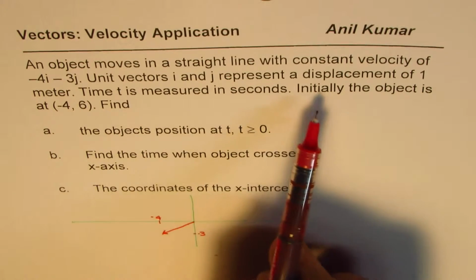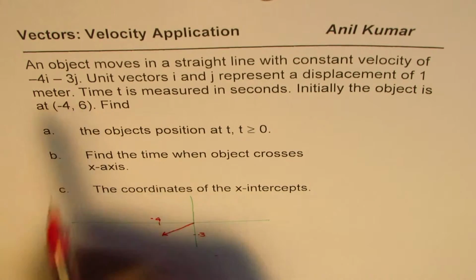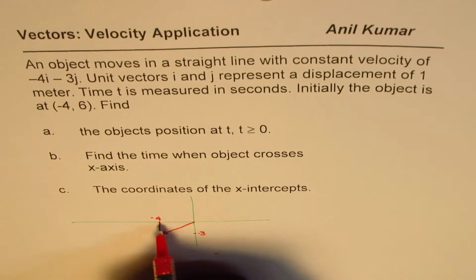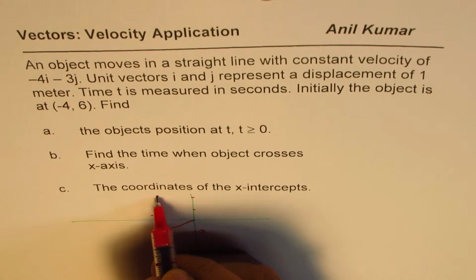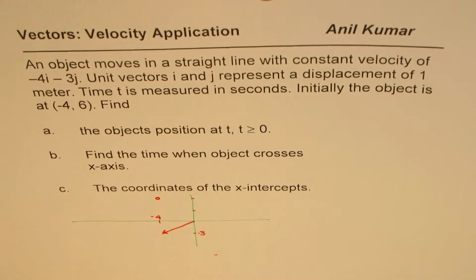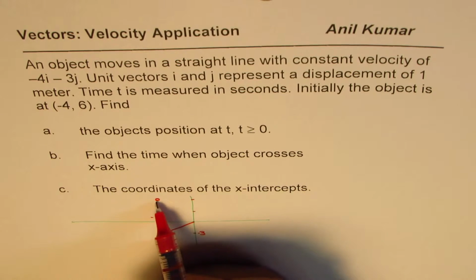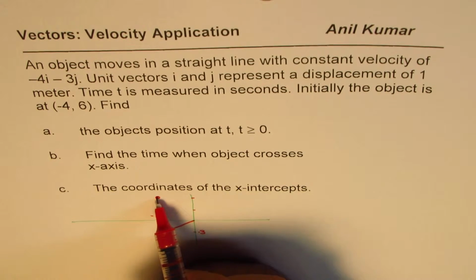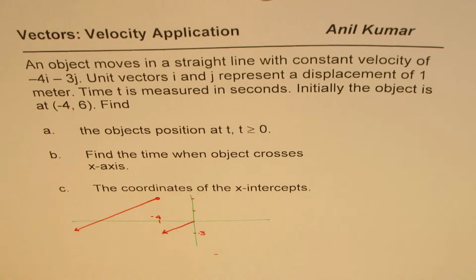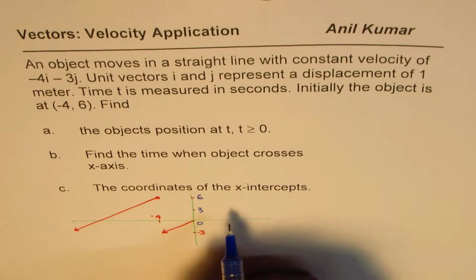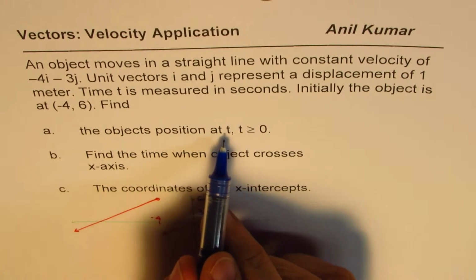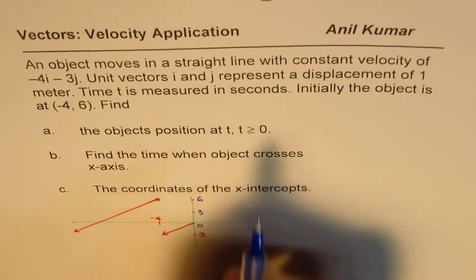But it says initially the object is at minus 4, 6. So initially the object is at minus 4 and 6. If this is 3, so that is 3, 6, right? So the object starts from here, and then moves parallel to this direction. Let me sketch a line which is parallel to this. Does it make sense? So that is how the object is moving. Okay, now let's answer our questions. So this is 6, 3. This is 0. Find the object's position at t, where t is greater than or equal to 0.